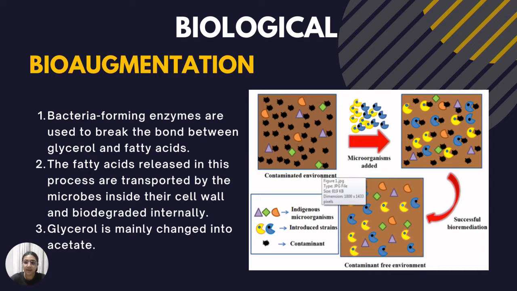In this process, bacteria-forming enzymes are used to break the bond between the glycerol and fatty acids. The fatty acids released in the process are transported by the microbes inside their cell wall and biodegraded internally, whereas glycerol is mainly changed into acetate. In treatment plants, multiple types of processes are combined to efficiently remove most of the fats and oils in the wastewater system.